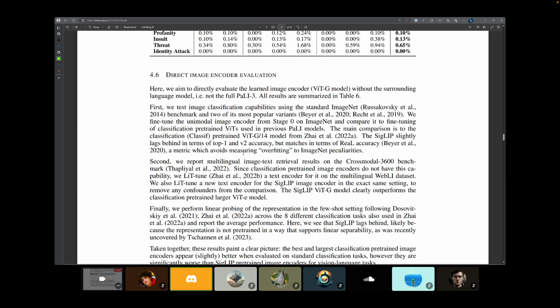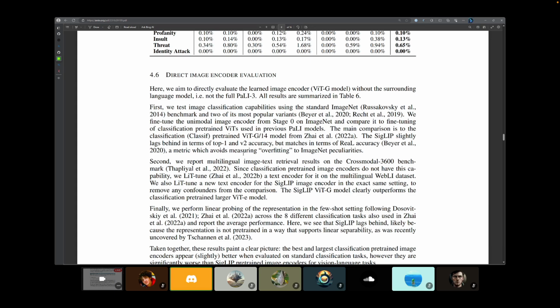i.e. the full PaLI-3. All results are summarized in the table. First, we test the image classification capabilities using the standard ImageNet benchmark and two of its most popular variants. We fine-tune the unimodal image encoder from stage 0 on ImageNet and compare it to fine-tuning classification pre-trained ViTs using the previous PaLI models. The main comparison is to the classification pre-trained ViT.